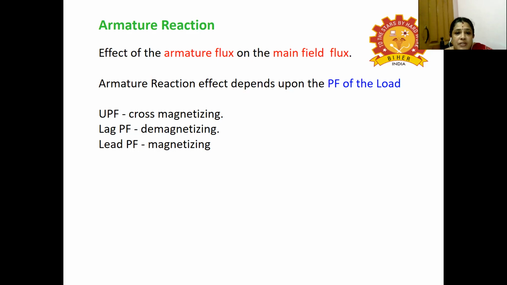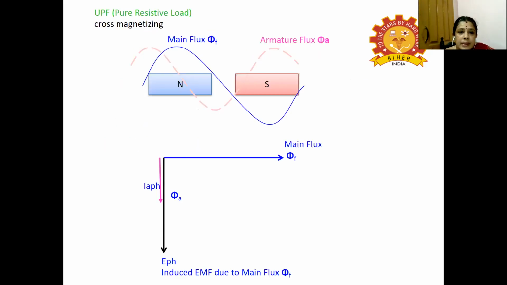The effect of armature flux on the main flux, the armature reaction, depends upon the power factor of the load. UPF is cross magnetizing, that is, you're using a resistive load. Lagging power factor is demagnetizing, you're using an inductive load. Leading power factor is magnetizing, you're using a capacitive load. So UPF is a pure resistive load.